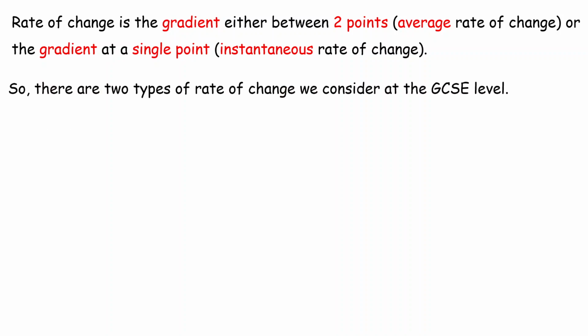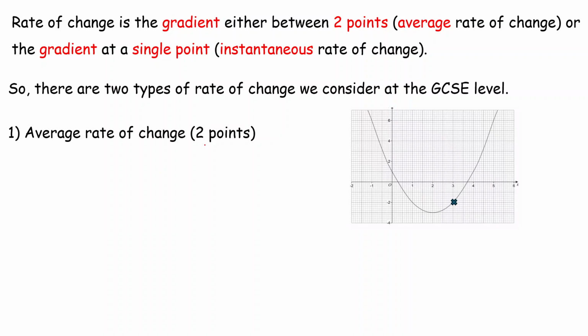So at the GCSE level, there are two types of rate of change. You've got the average rate of change, which is between 2 points, so something like this, where you've been given some sort of graph or curve, and you find the rate of change between 2 points, like we can see here. So you would find the gradient between those 2 points. So maybe you're thinking, oh okay, gradient of a line, I can do that. Absolutely right. That's pretty much what this is on about.